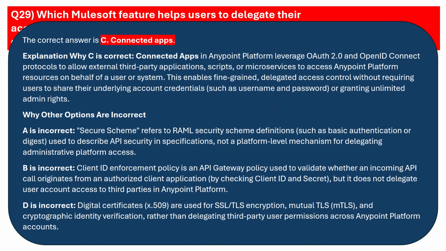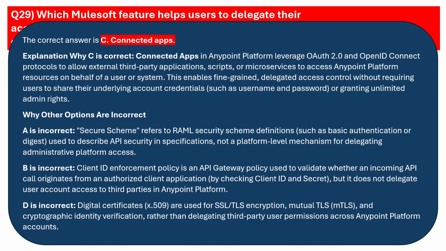Connected apps in Anypoint Platform leverage OAuth 2.0 and OpenID Connect protocols to allow external third-party applications, scripts, or microservices to access Anypoint Platform resources on behalf of a user or system. This enables fine-grained delegated access control without requiring users to share their underlying account credentials, such as username and password, or granting unlimited admin rights.